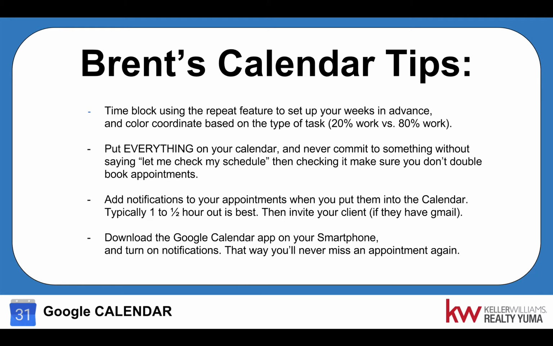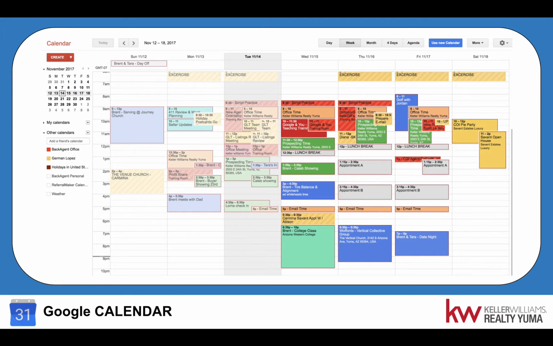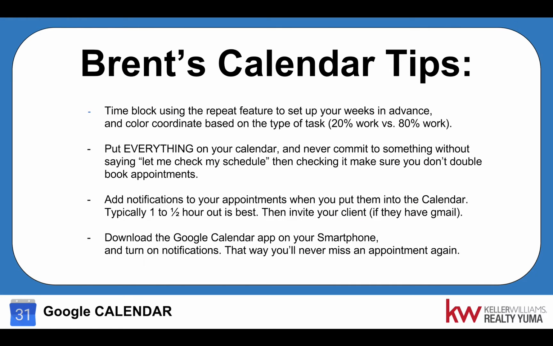Calendar tips. Time blocking: using the repeat feature to set up your weeks in advance. You can actually set up recurring events, and that's what I've done with my office time, my email time, my appointment time blocks and my lunch. I've set them up as recurring events to happen every week between Monday and Friday indefinitely. That, and then color coordinate, which I talked about already.